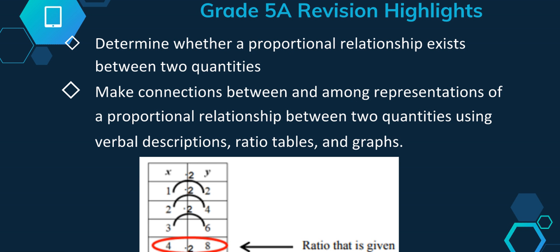Students will also be asked to determine whether a proportional relationship even exists between two quantities, and then to make connections between and among the representations of a proportional relationship between two quantities, using verbal descriptions, ratio tables like the one shown in the slide, and graphs.